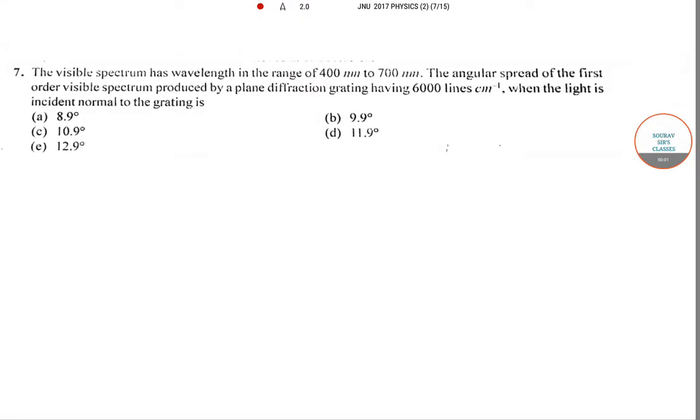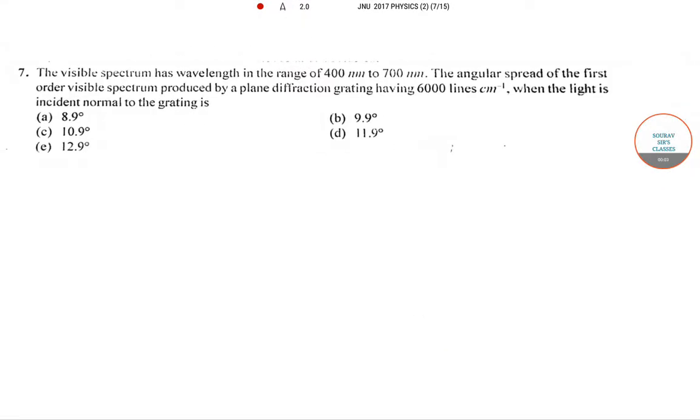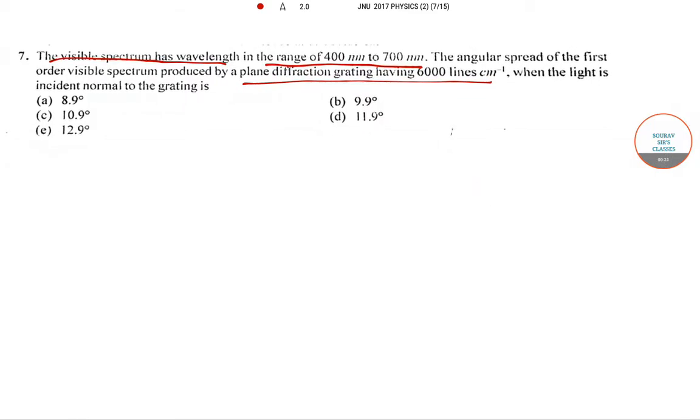Today we are discussing the JNU 2017 physics paper. Here the visible spectrum has wavelength in the range 400 nanometer to 700 nanometer, and we need the angular spread of the first order visible spectrum produced by a plane diffraction grating having 6000 lines per centimeter.